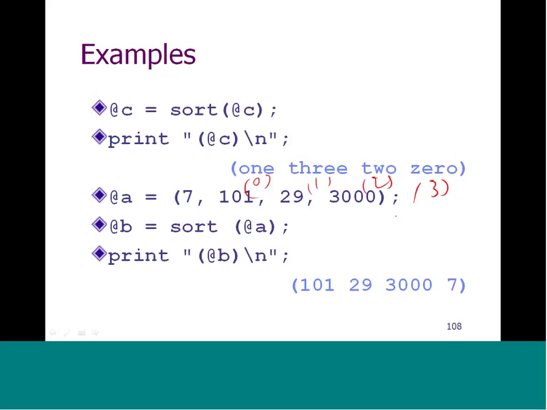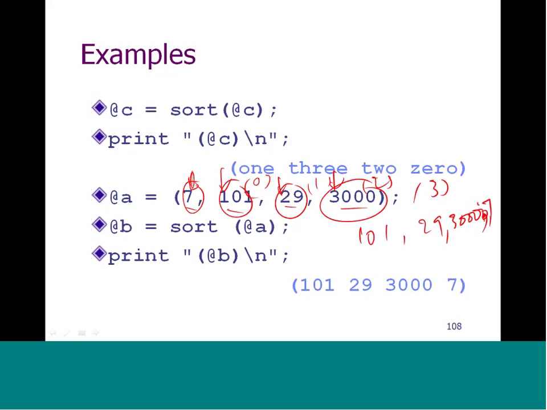So now we have another one which has multiple numbers, all with different number of digits essentially. This is just 7, this is 101, 29, 300. And if you do a sort, what happens? Essentially the sort does not go by the actual value of the number, but it is only a literal sort. So it first sorts all the first digits. So it comes up with 101, 1000, and then 29, and then 3000, and then 7.